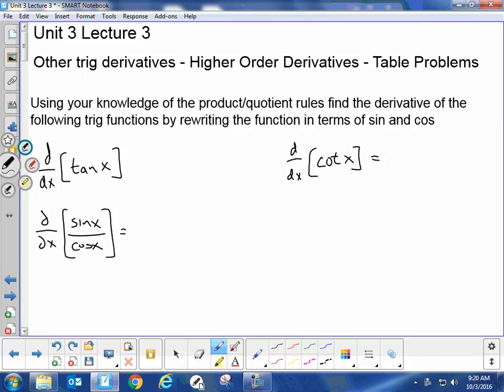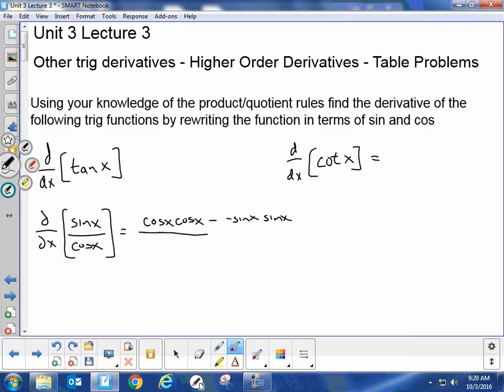We know that's what tangent is equivalent to. And then we can take the derivative of sine over cosine by using the quotient rule. And let's see what we get. Derivative of the top times the bottom minus the derivative of the bottom times the top all over the bottom squared.